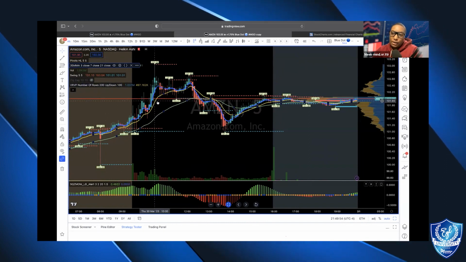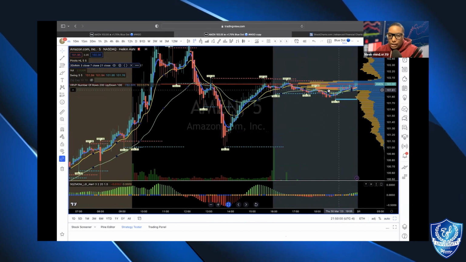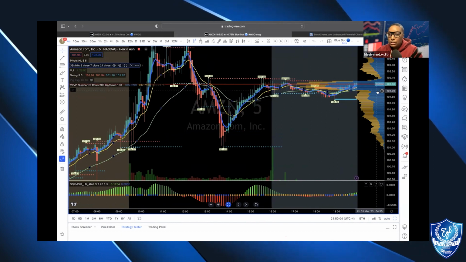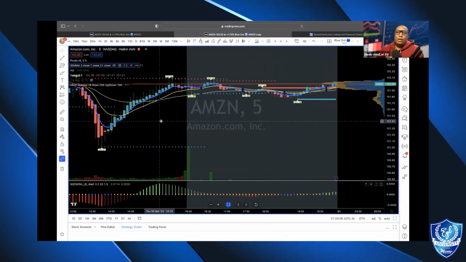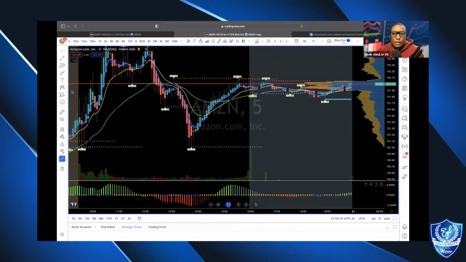And then here is more so your volume area, where it shows you basically where a lot of activity is taking place. So the longer the lines, the more buyers and sellers are taking place right there. And so that's how that works.